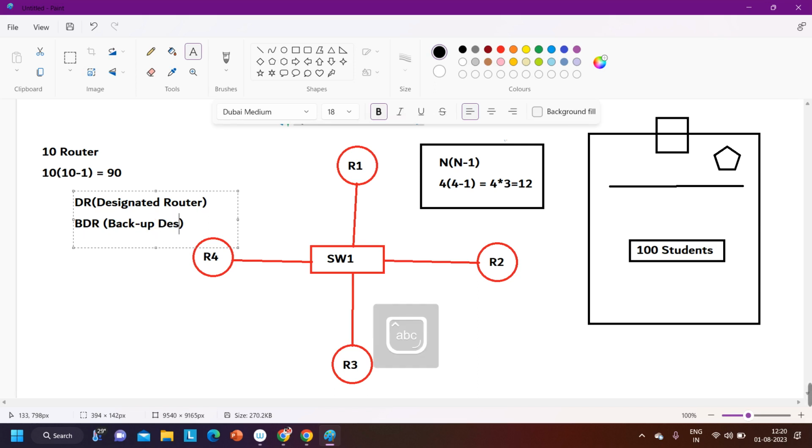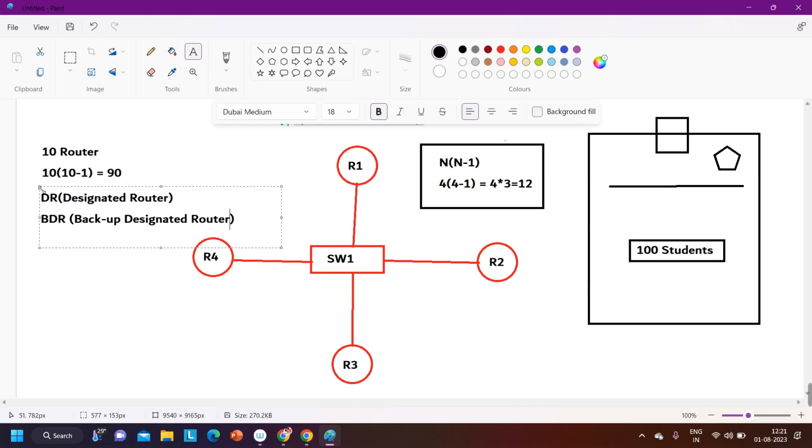Whenever my designated router goes down, then the backup designated router will become the designated router. Getting my point? Now the question is, in this network, which router will become DR?